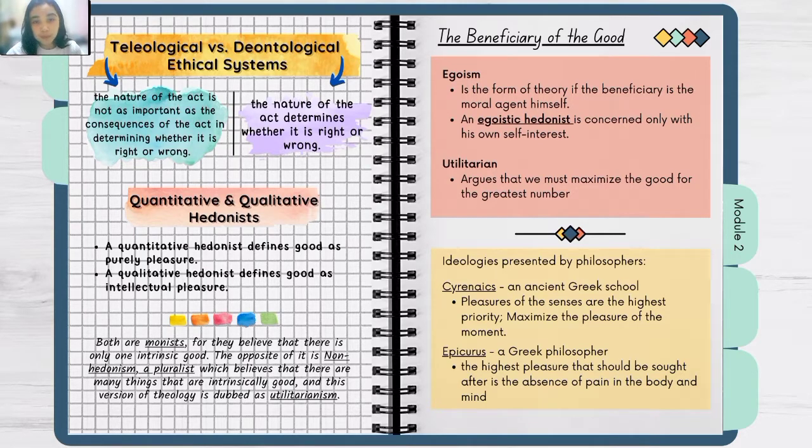Well, Epicurus, a Greek philosopher and the most famous egoistic hedonist in the history of thought, along with the Epicureans, are against the Cyrenaics' attitudes. According to the former, the highest pleasure that should be sought after is absence of pain in the body and mind. They believe that the good life is the life of the body and mental calm spent in the company of friends or loved ones.